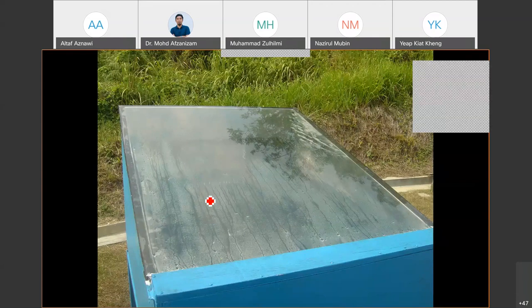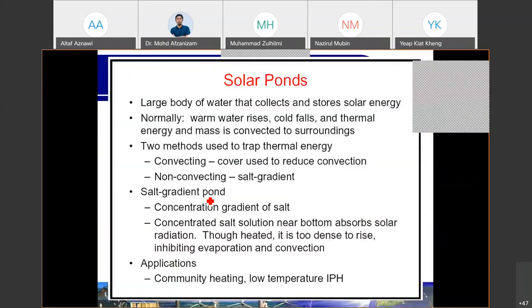Solar pond, I think this one is already covered during our previous slide. I will skip this one.